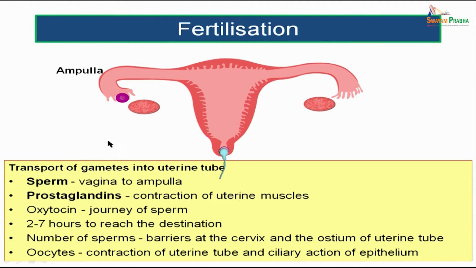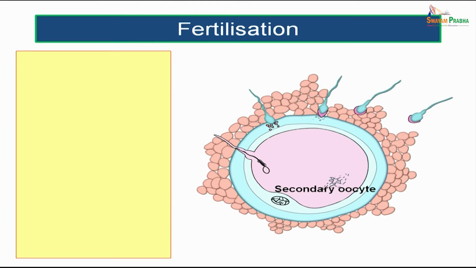The oocytes are sucked up into the uterine tube by the contraction of the uterine tube and the epithelial lining of the uterine tube. So the oocytes will be sucked up in order to reach the ampulla, and the sperms will travel through the vagina, the cervix and the body of the uterus, and finally reach the ampulla of the uterine tube. This is how a sperm and an oocyte reach the ampulla of the uterine tube.